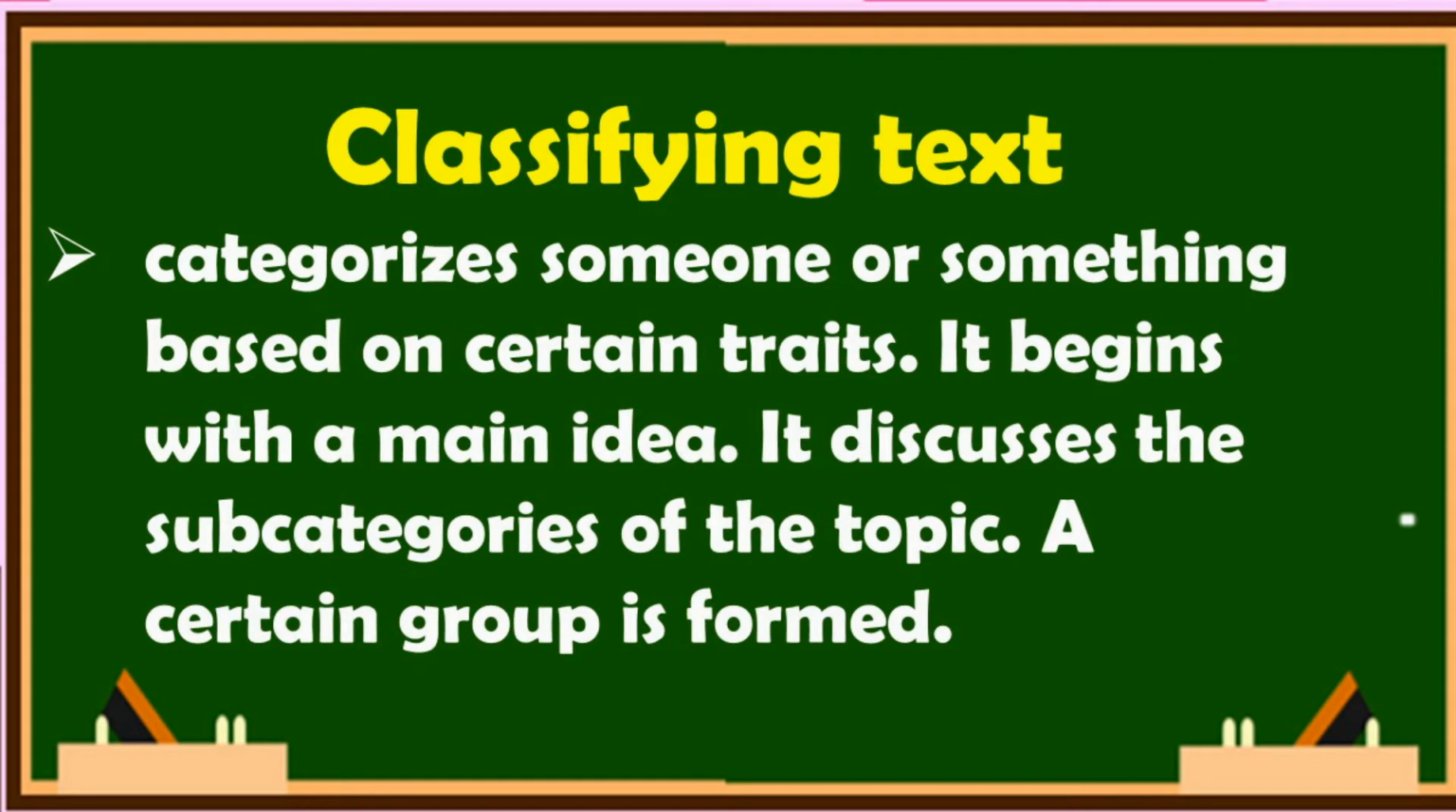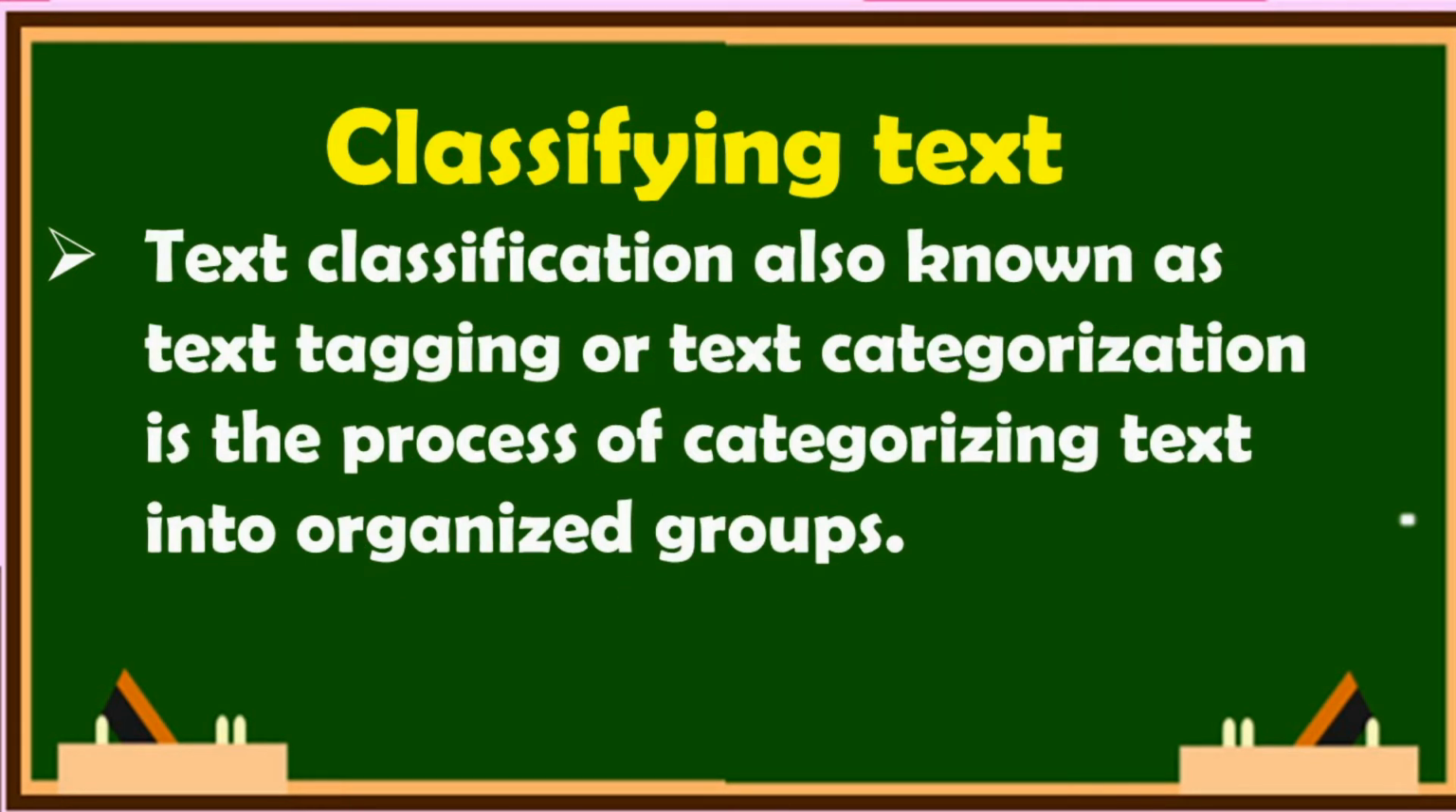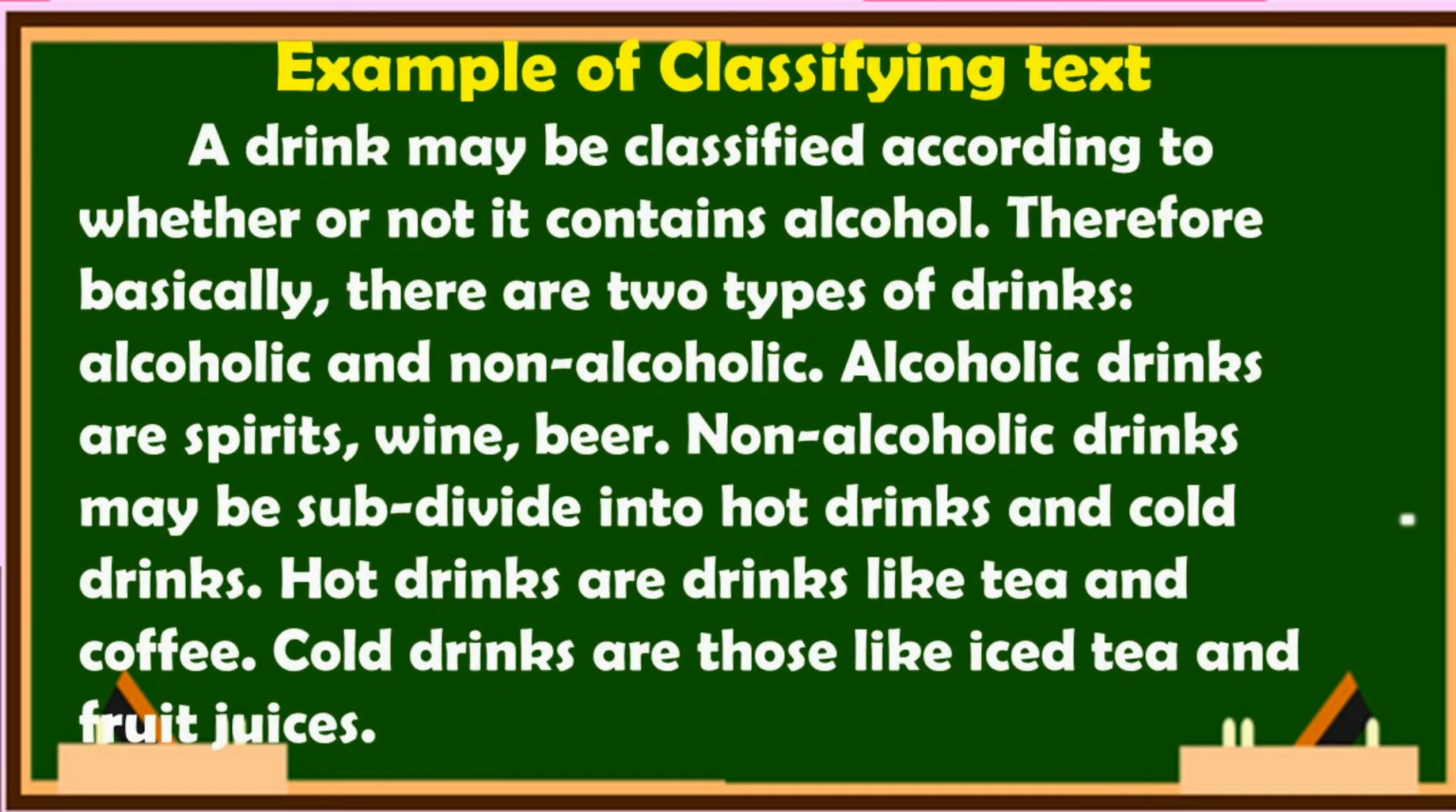And the last one is classifying text. Text classification, also known as text tagging or text categorization, is the process of categorizing text into organized groups. I have here an example of classifying text. A drink may be classified according to whether or not it contains alcohol. Therefore, basically there are two types of drinks: alcoholic and non-alcoholic.